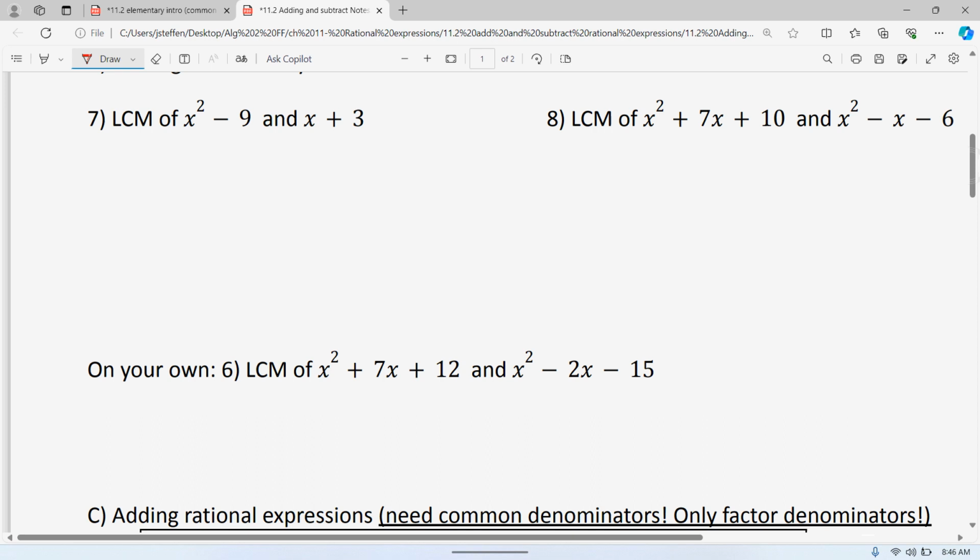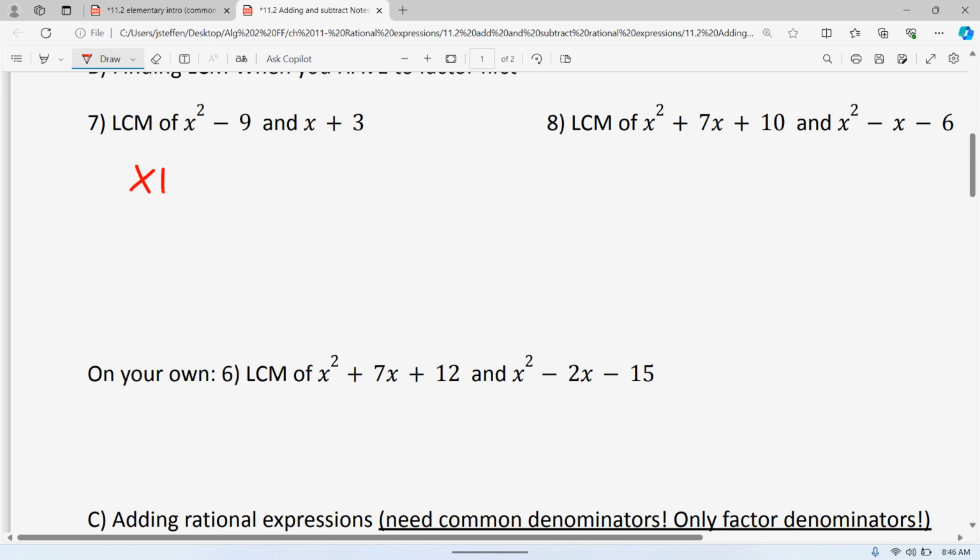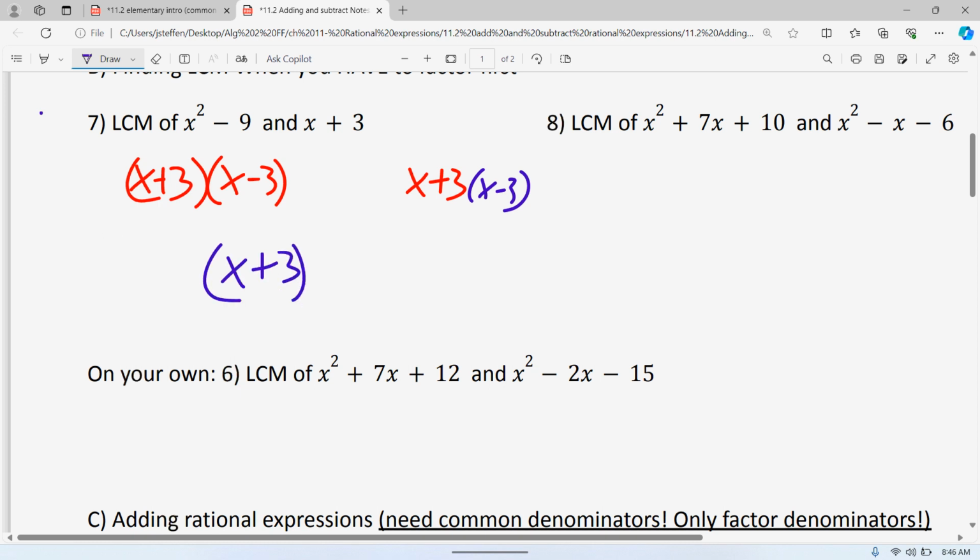Number 7, factor everything first. So x squared minus 9 is x plus 3 times x minus 3. The same thing we just got done doing. So make them match. They both have an x plus 3. This one needs an x minus 3. So now they both match. That is our least common multiple, which is going to be our common denominator for our purposes.